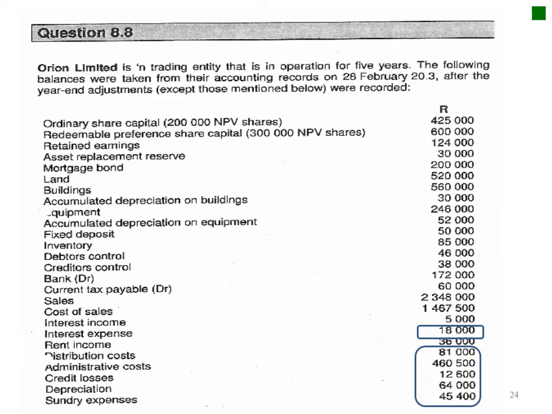Now we're going to look at expenses. So in this question we've got interest expense of 18,000, and then we've got distribution costs, admin costs, credit losses, depreciation and sundry expenses. All of these expenses need to go to the debit side of the profit and loss account.